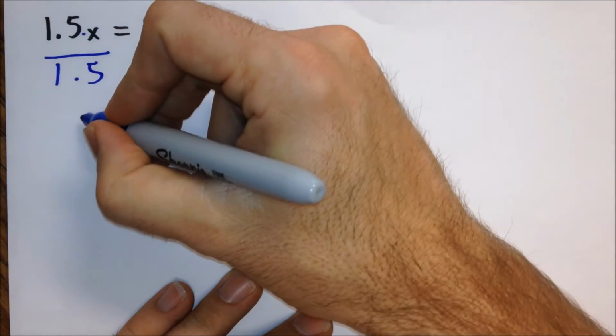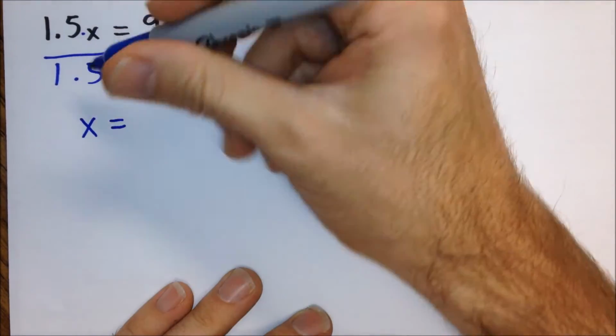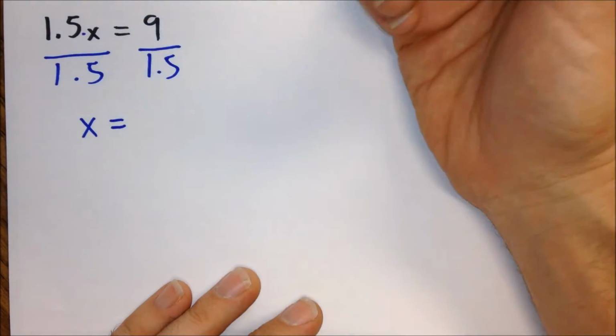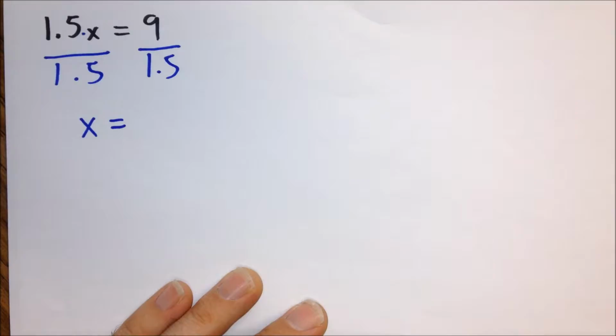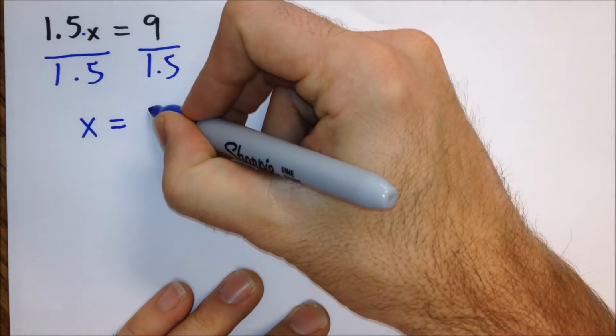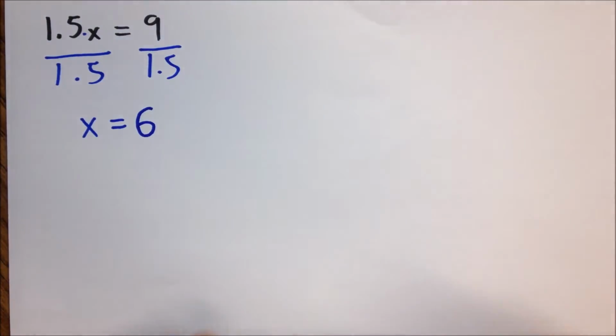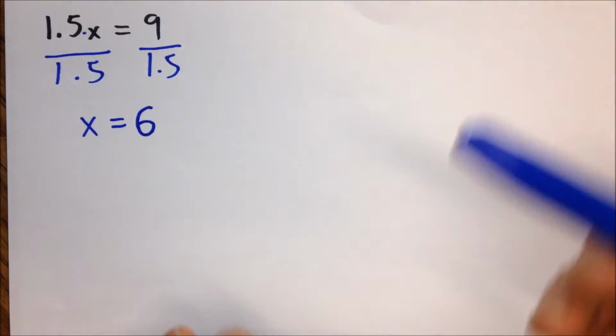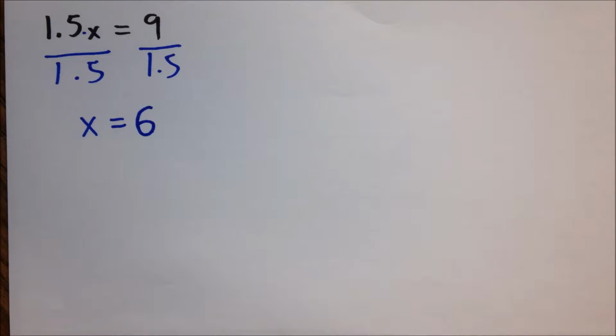If we divide both sides by 1.5, we get x, because 1.5 divided by 1.5 is 1, and that leaves just x by itself. And now we have to do 9 divided by 1.5. This might take a little bit of effort, but the answer is 6. If you're unfamiliar or feel uncomfortable doing this type of division, it might be worthwhile to go back and revisit my notes on multiplying and dividing with decimal places. Just click on the link below and it'll take you there.